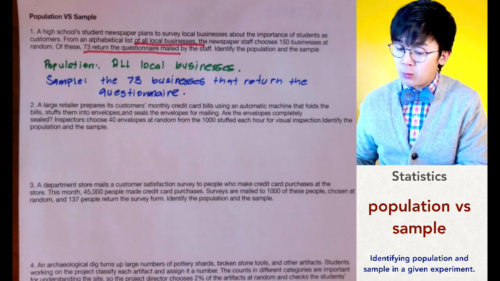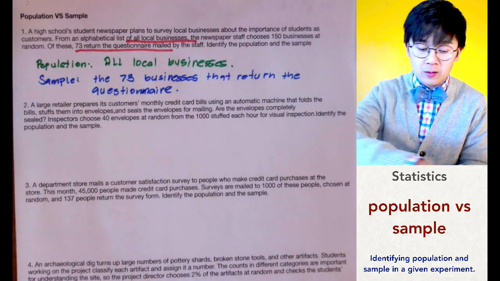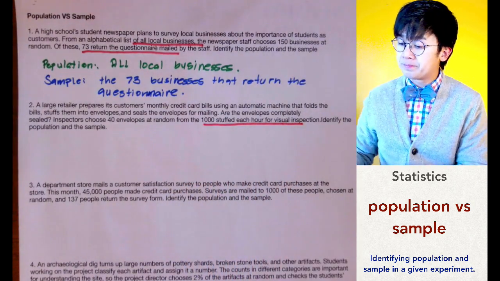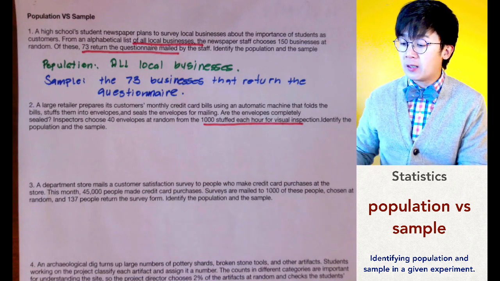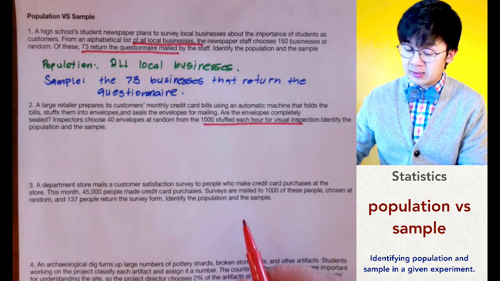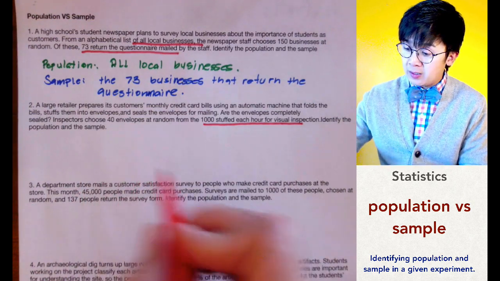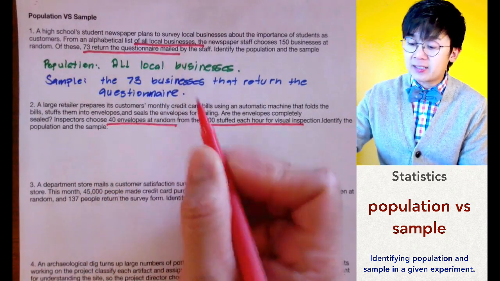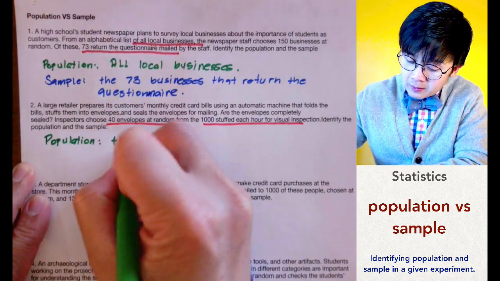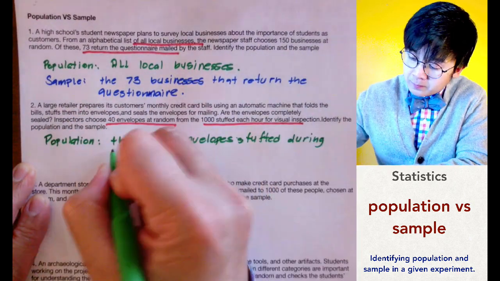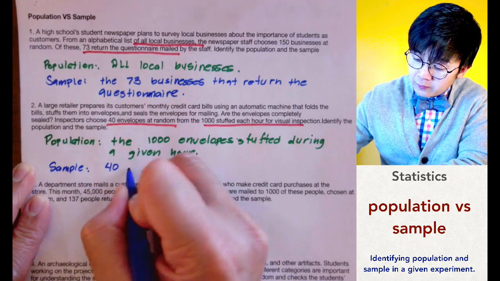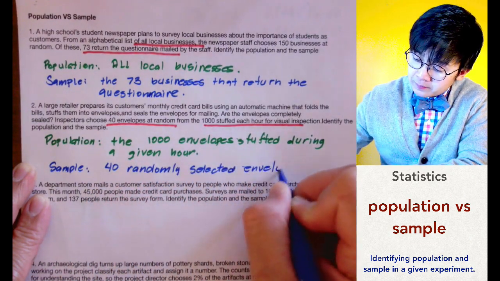So here, our population would be the 1,000 stuffed envelopes that were produced by the machine by the hour, and the sample would be the 40 envelopes that they had selected. So if we're going to write it out, the population would be 1,000 envelopes, and for our sample, it'll be the 40 randomly selected envelopes.